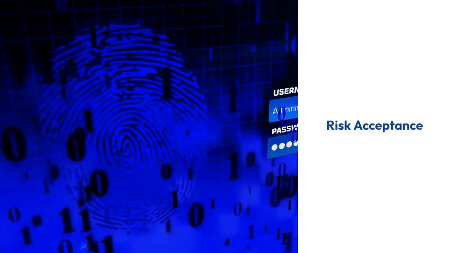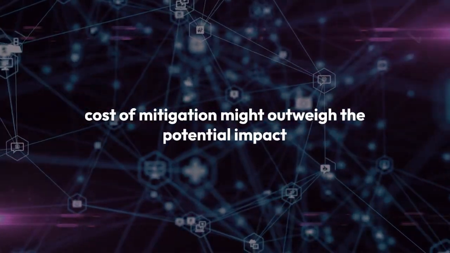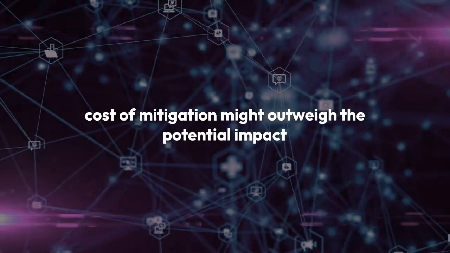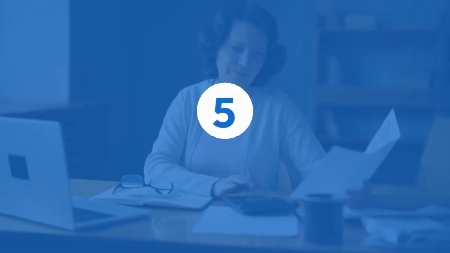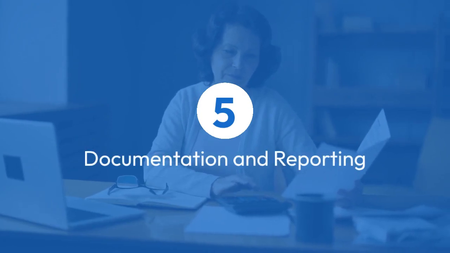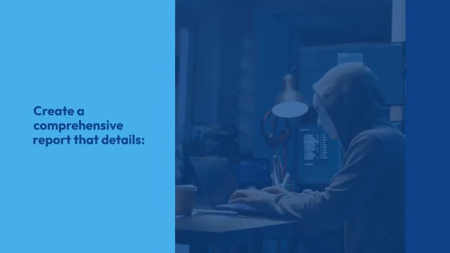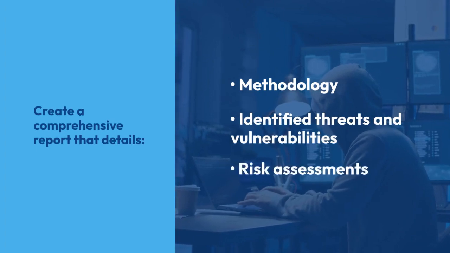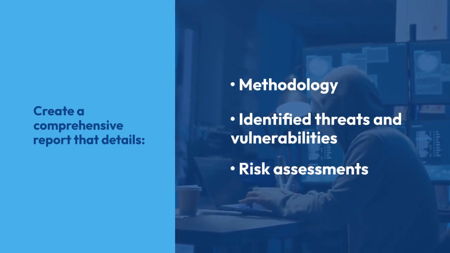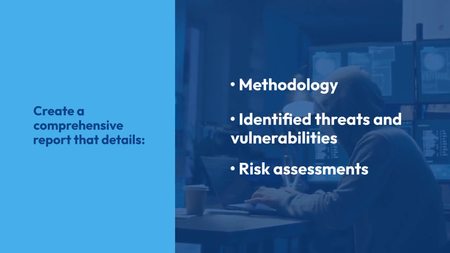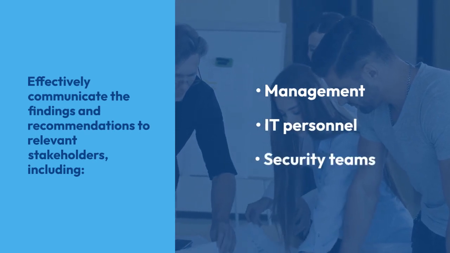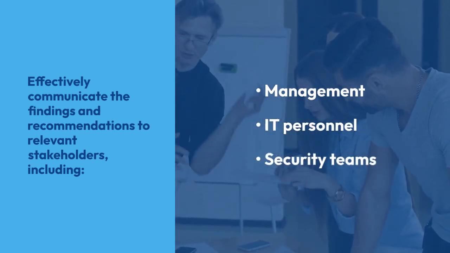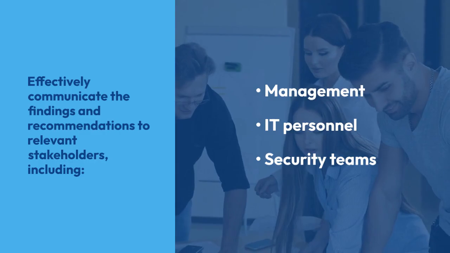Risk acceptance. For certain low-level risks, the cost of mitigation might outweigh the potential impact. Documented acceptance is crucial in such scenarios. 5. Documentation and reporting. Document findings. Create a comprehensive report that details the methodology, identified threats and vulnerabilities, risk assessments, and chosen controls for each risk. Communicate results. Effectively communicate the findings and recommendations to relevant stakeholders, including management, IT personnel, and security teams.